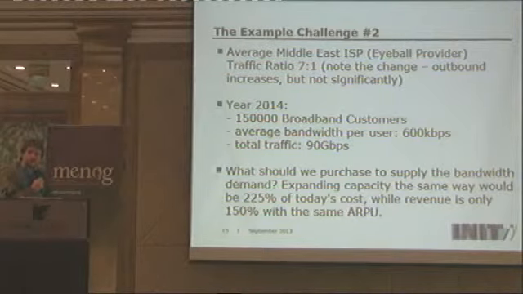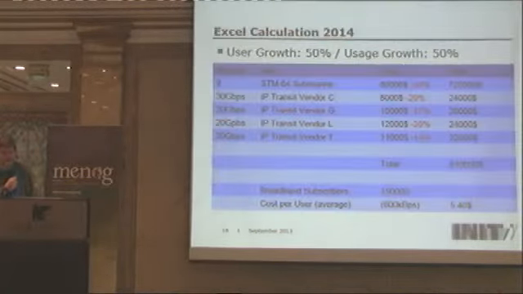So if we continue to purchase the same way as we did in 2013, the capacity would grow to 220 to 225% of today's cost, while the revenue remains at 150% because the assumed ARPU, average revenue per user, just remains the same. So even though we have 50% more customers, our cost will grow more than 50%. That would be the calculation.